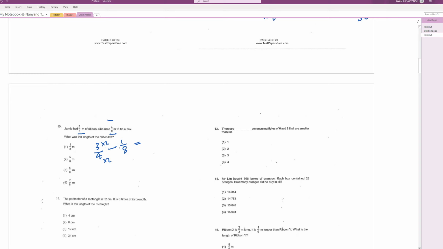So let us do the working. 3 times 2 is 6. 4 times 2, as we have said earlier, is equal to 8. So we have 6 over 8 minus 1 over 8. When the denominators are the same, we can simply subtract the numerators. 6 minus 1 is equal to 5. Then we keep the denominator the same. Do take note that we only minus the numerator, but for the denominator we keep it the same. So the correct answer is option 2.